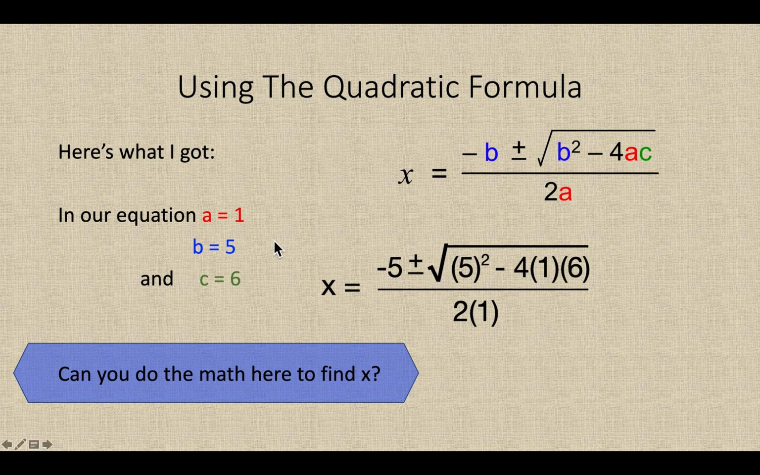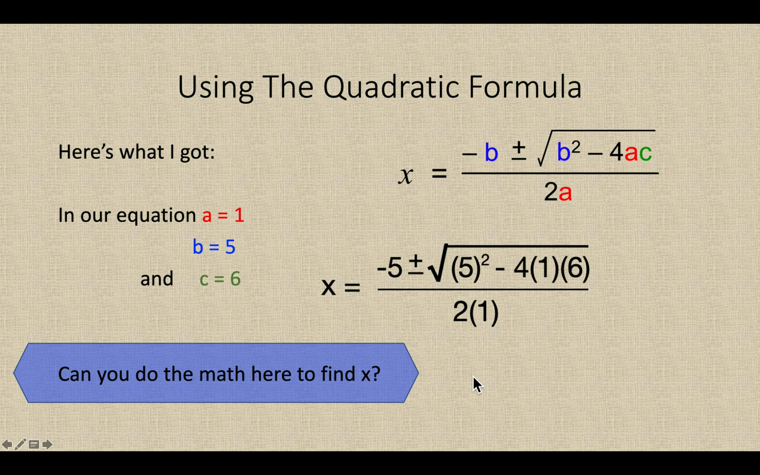And so here's what I got. When I'm using a is 1, b is 5, and c is 6, I get negative b, so that's negative 5, and then b squared here, and 4 times a times c, so 4 times 1 times 6. And on the bottom we have 2 times a, so 2 times 1. And so this is what it looks like when I plug in my numbers.